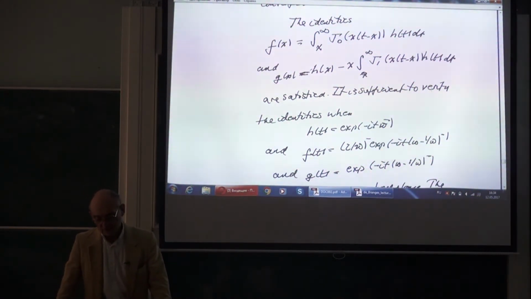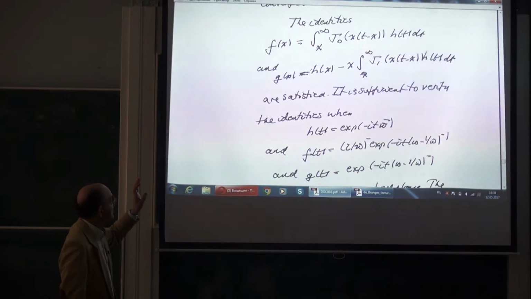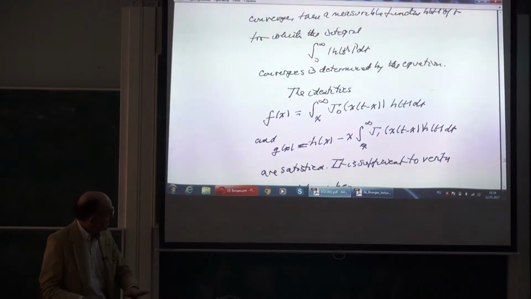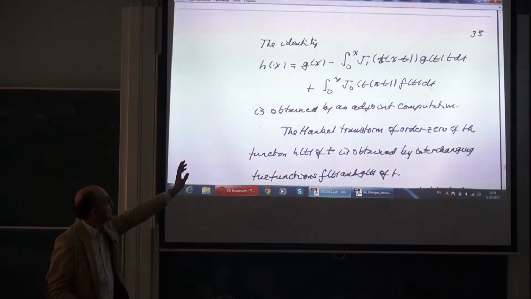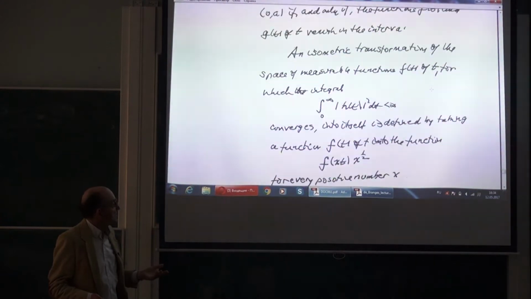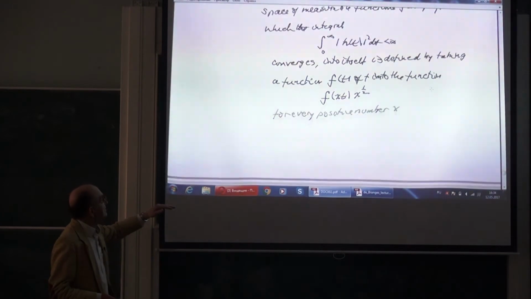Sonin just gave examples of functions, but the examples work because he used the trick that describes these transformations. So if I have a function h(t) of positive t, I define two new functions by integrals. Go back, keep going. No, the other way. Keep going. Okay. I missed something here.